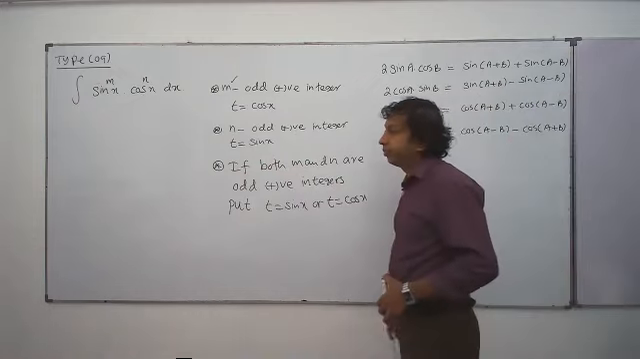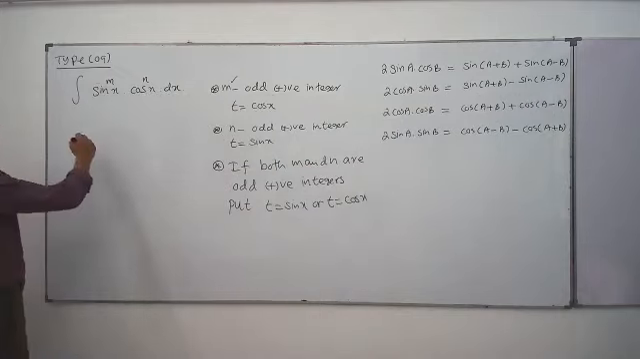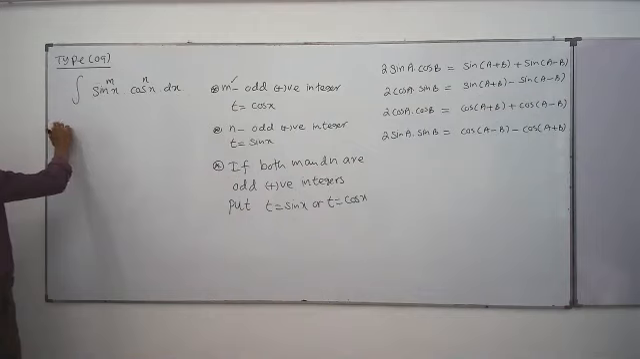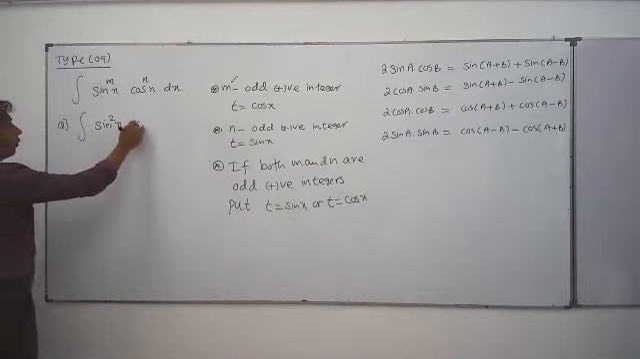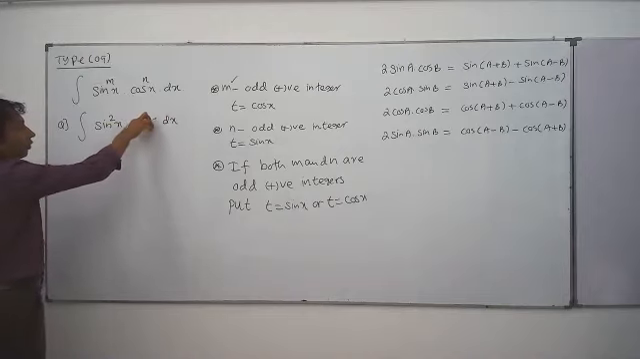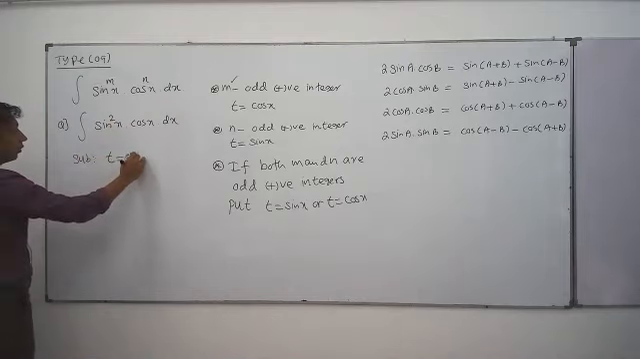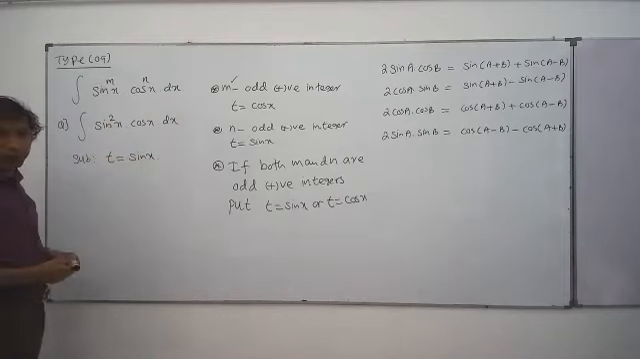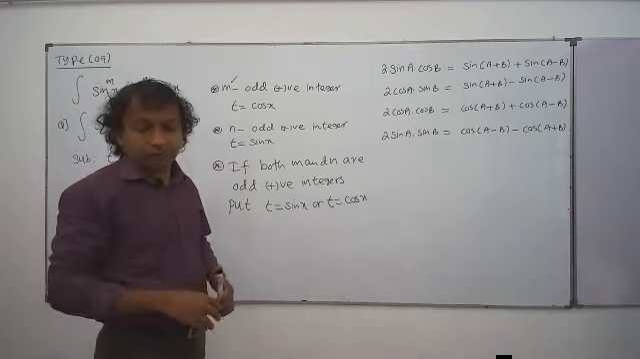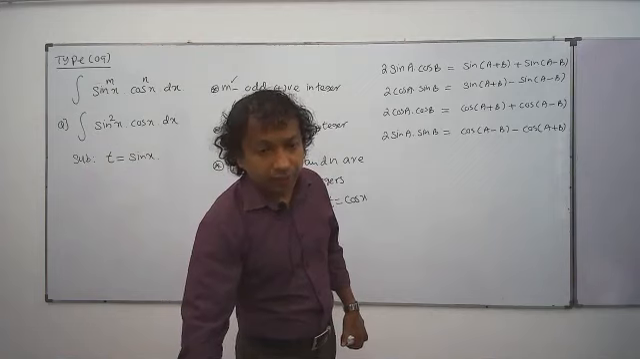Okay, we'll take one. First one is sin squared x cos x dx. Here the power of cos is 1, odd positive integer. Then substitution is t equals sin x. You know, when we are using a substitution, how to integrate. First, differentiate that.